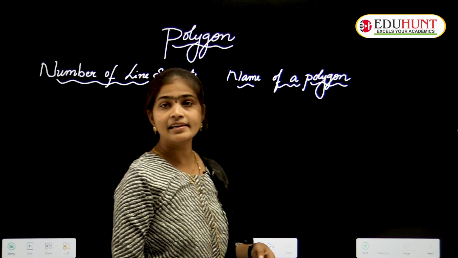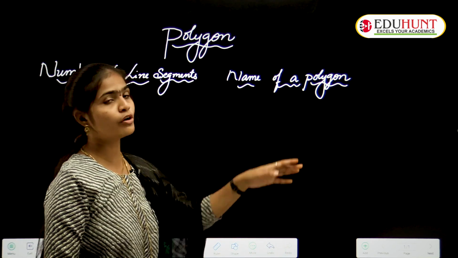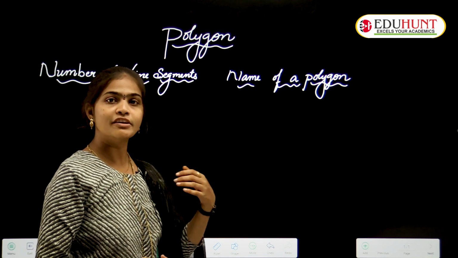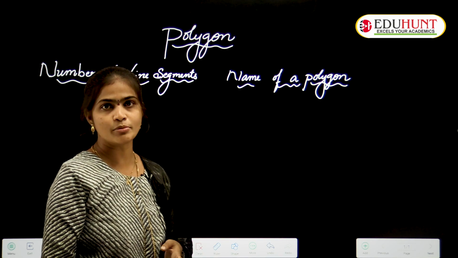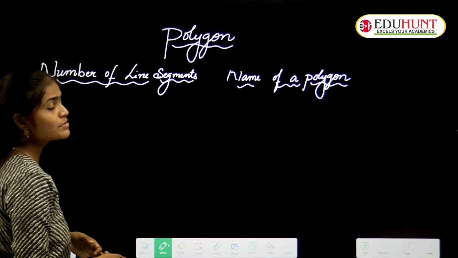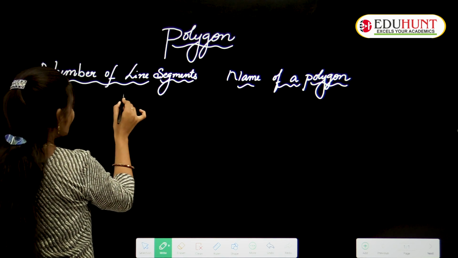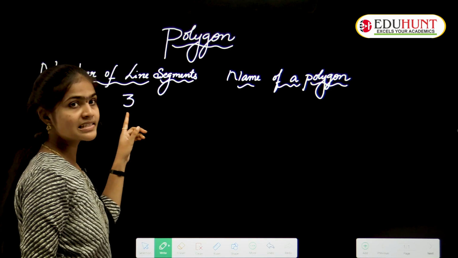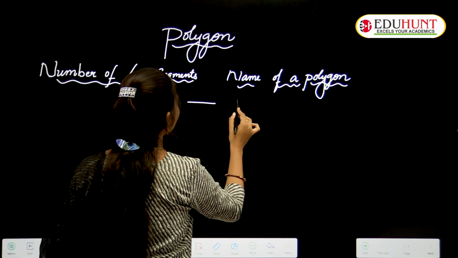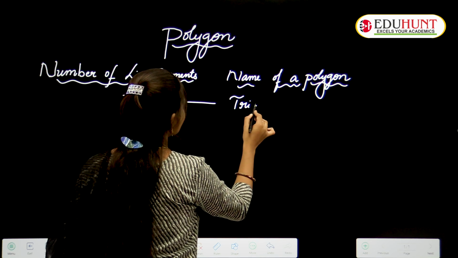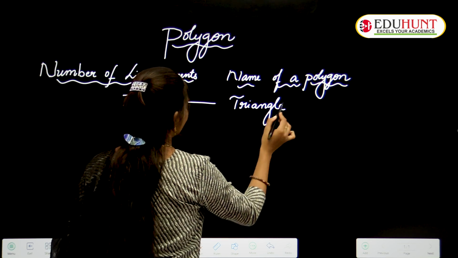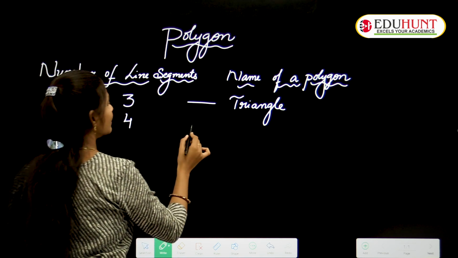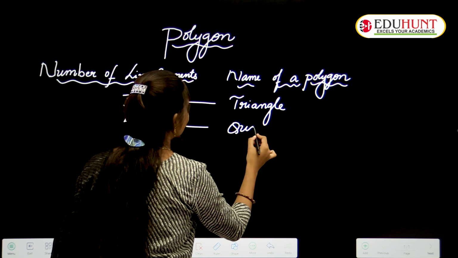Next, the number of line segments and the name of a polygon. If a figure has 3 line segments, what is the name of that polygon? If it has 4 line segments, what is the name? We will learn the names here. The minimum number of line segments required is 3, so if a polygon consists of 3 line segments, we call it a triangle. If a polygon consists of 4 line segments, we call it a quadrilateral.